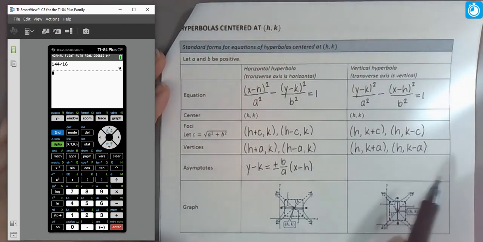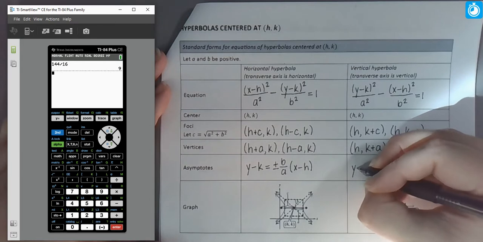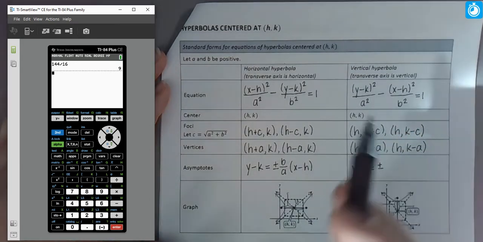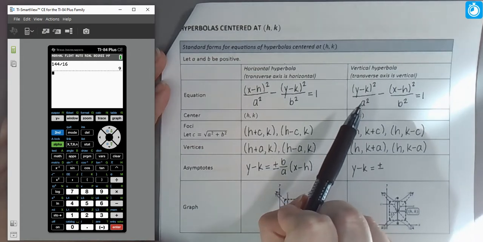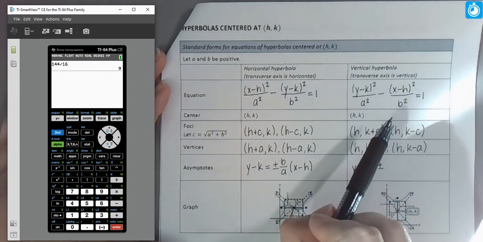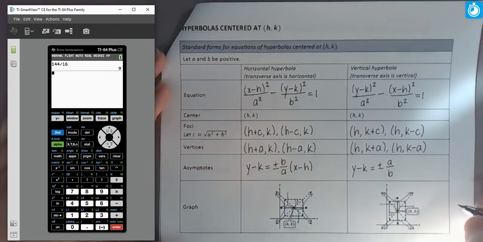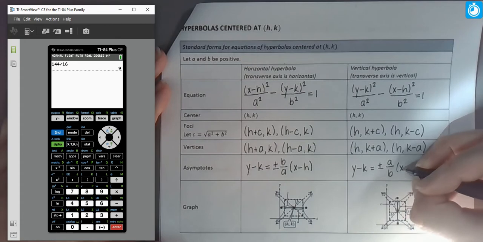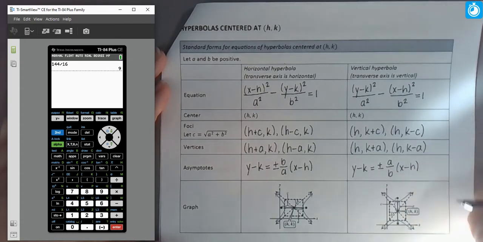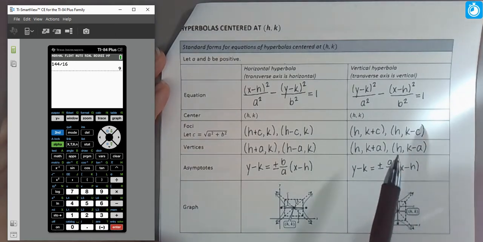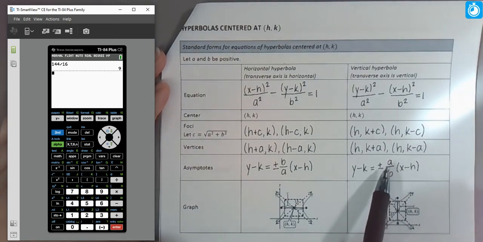And then same thing for our vertical hyperbola. So y minus k, and then we have our slope. So in this case, a is associated with y, and b is associated with x. So change in y, which is a, change in x, which is b, times x minus h. And again, same kind of thing. This is actually two equations in one. We can split those up, positive and negative. We can distribute the slope. We can move the k over. We can put those into slope-intercept form.